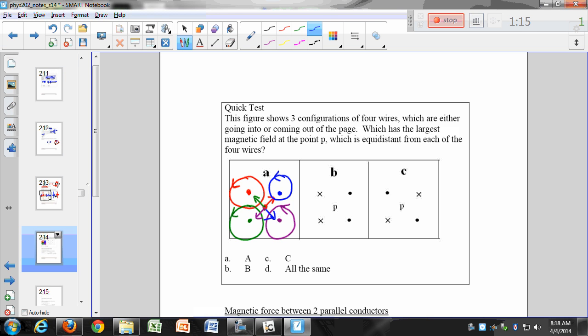So what is the net magnetic field for configuration A? Right, it's going to be 0. I'm equidistant from all those wires, so the magnitudes of their magnetic fields are all the same. So my magnetic field is 0. I'll leave B and C for you to try on your own.